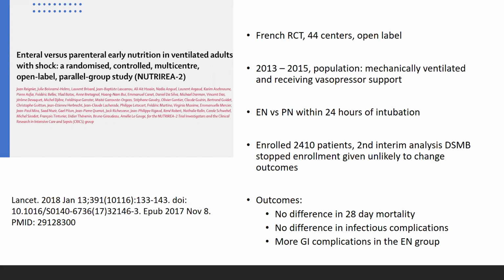During the second interim analysis, the DSMB actually said, stop enrollment. It's unlikely to change the outcomes. They found no difference in mortality at 28 days and no difference in infectious complications between the enteral versus the parenteral. Interestingly, there were more GI complications in the enteral group, delayed GI complications. But when you think about mortality and infectious complications, no difference between enteral versus parenteral. So consistent with the recommendations that enteral over parenteral is preferred.